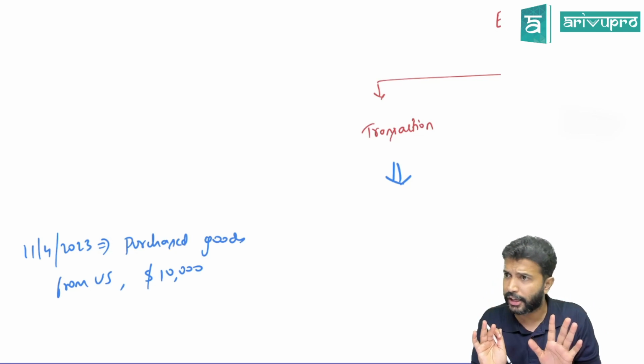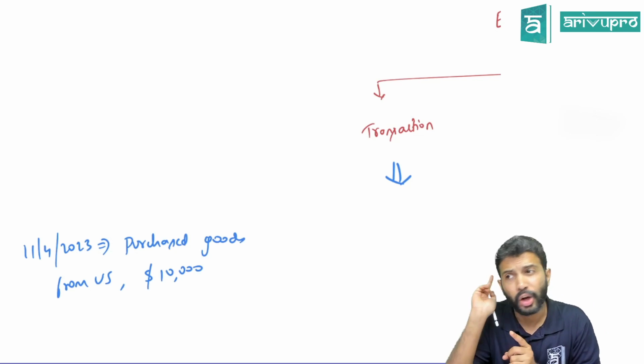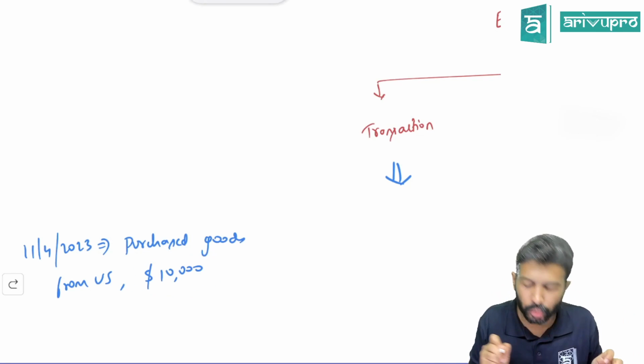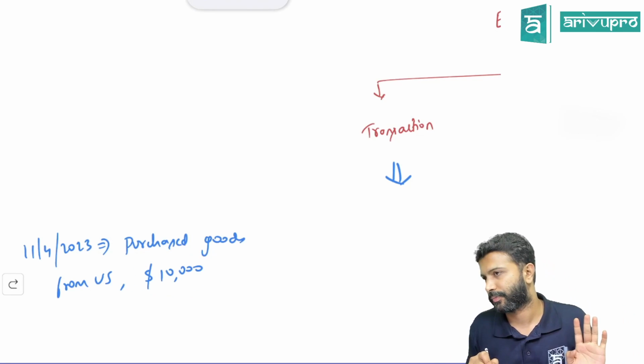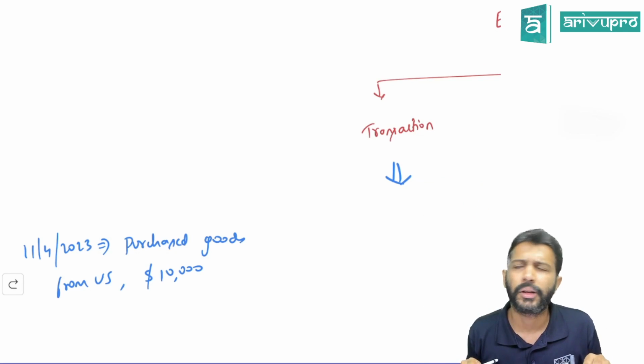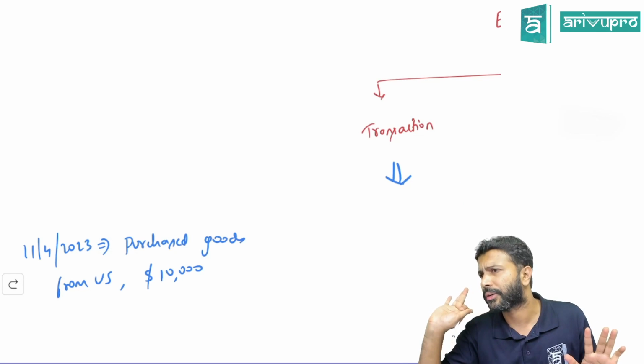He's saying, I will sell it to you, but I will send the bill in dollars and you have to pay me in dollars. And what is the dollar value of the goods purchased? 10,000. So he sent me a bill for $10,000. That means how much I need to pay him? $10,000. Okay, sir.